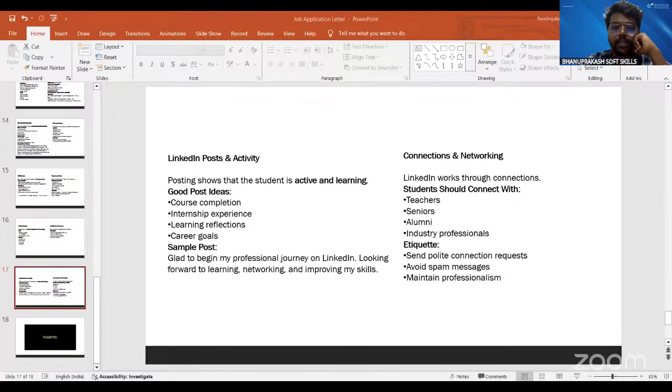Yes, you can still do that. You can post any certificate it may be, even ISO. If that is related to the domain, then you can still post it. Yes, it is necessary to be active on LinkedIn so that you get recognized and have the scope of good networking.